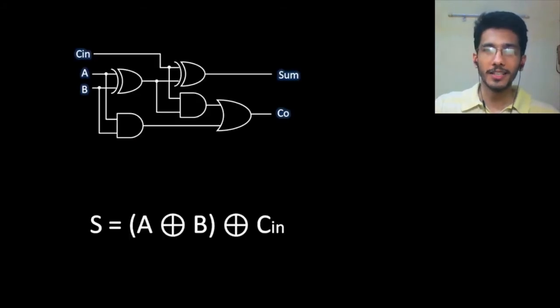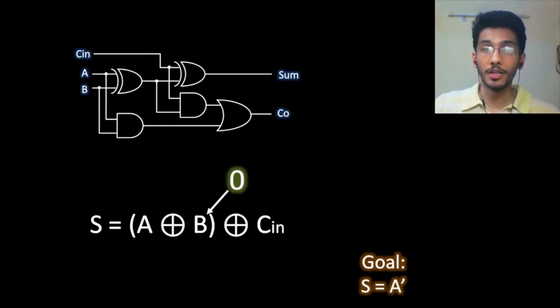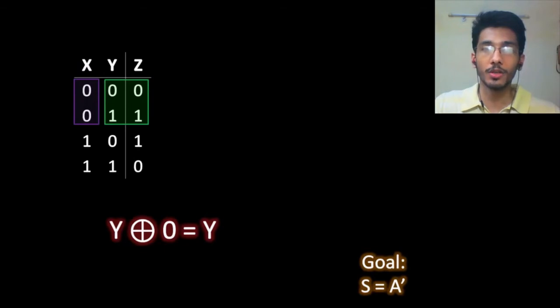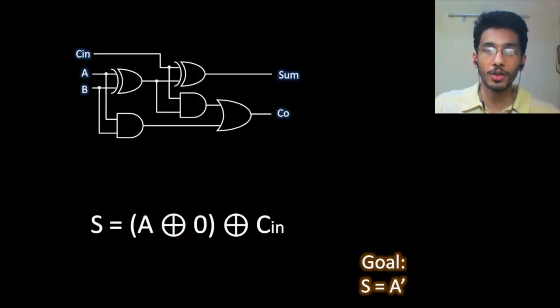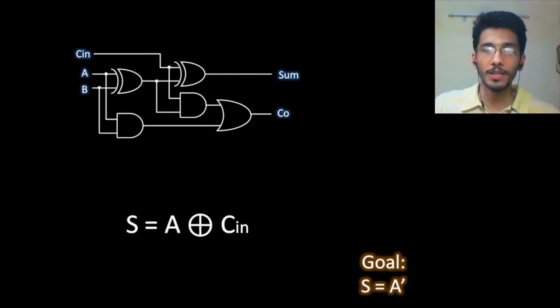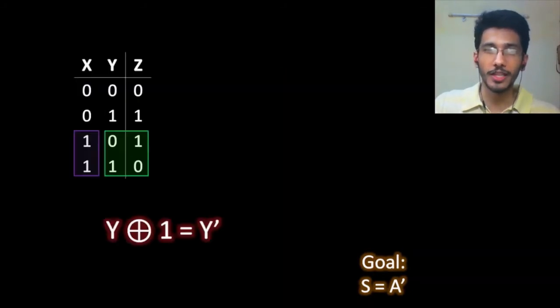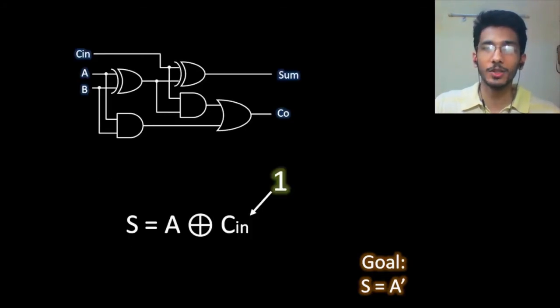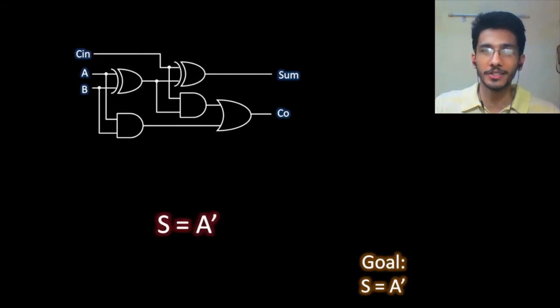The next operation in line is the NOT operation. So the goal equation is S equals A complement or A dash. In order to achieve this, I first set B to 0. Now we already know from our XOR gate table that anything XORed with 0 is itself. So A XORed with 0 is going to be A. Now we're just left with carry in. Now from the XOR gate table, we already know that anything XORed with 1 is its complement. So if I set carry in to 1, A XOR 1 is going to be A dash, and that's our final result. So now we have to set B to 0 and carry in to 1.